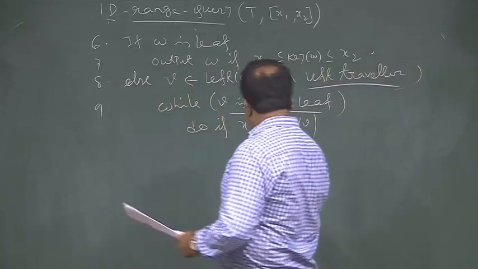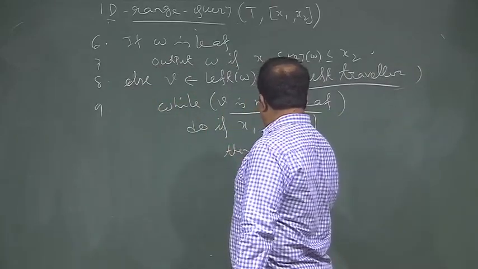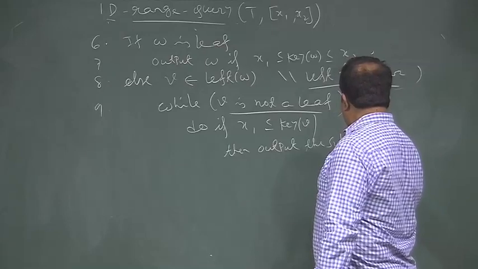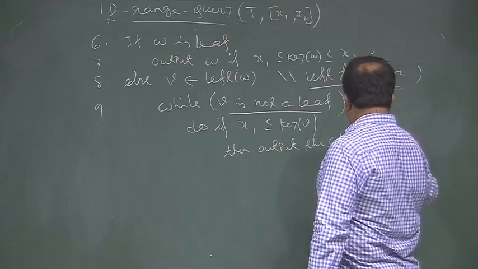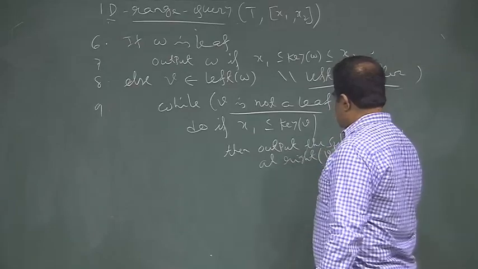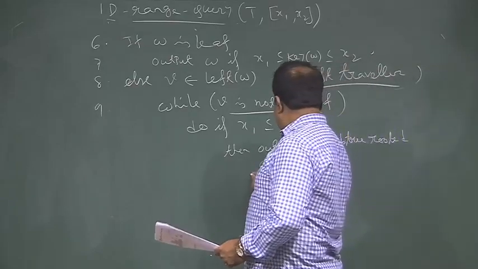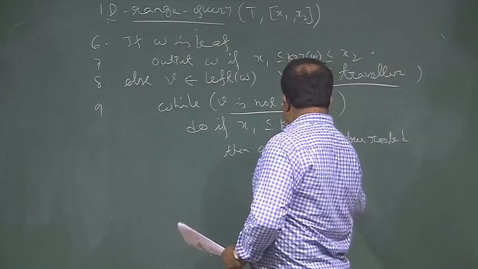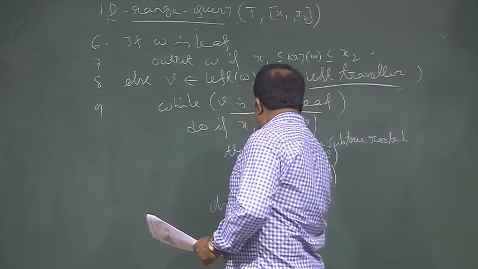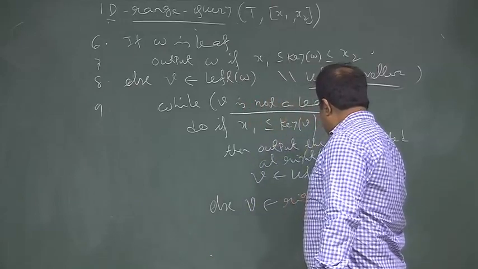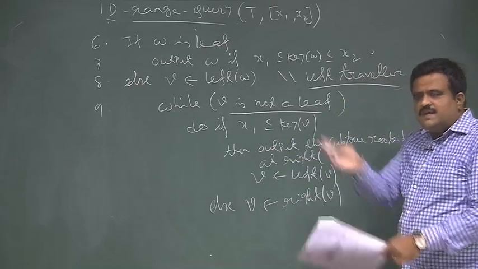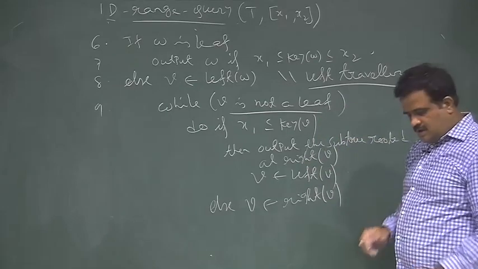If x1 is this, then output the subtree rooted at right of V, the whole subtree rooted at right of V, and we go for left again, left of V. Else, we go for right of V until we reach the leaf node or we reach a situation where we have something interesting in left, then we have to output all the right subtree. So, that is the idea.